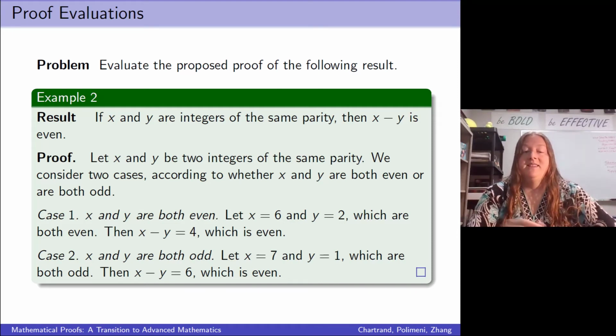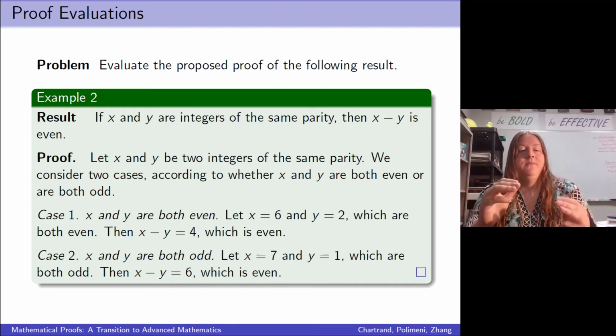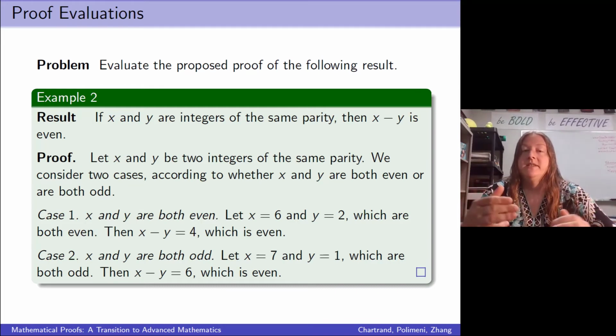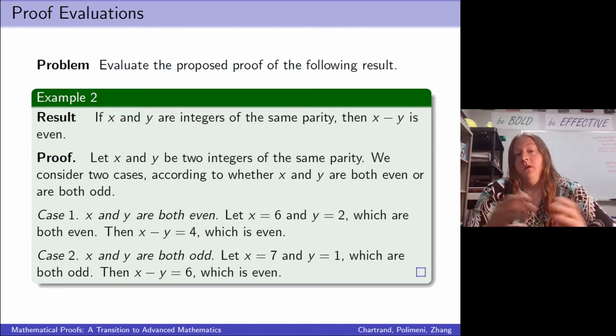And case 2 has a similar problem where they take the example of when x is 7 and y is 1, and they prove it for that one example that the difference is in fact even. So if I look at this, I can say this proof is not actually a proof of the result because it just uses an example for the cases and it doesn't prove them for a general or generic x and y. All right? So that's one example of how you might look at a proof with a critical eye and figure out whether it actually is a proof or not.